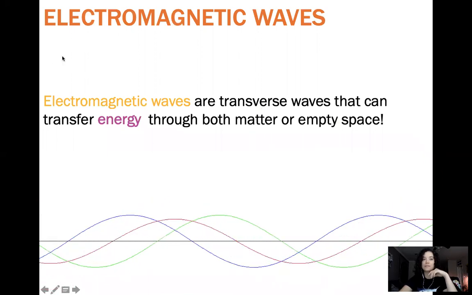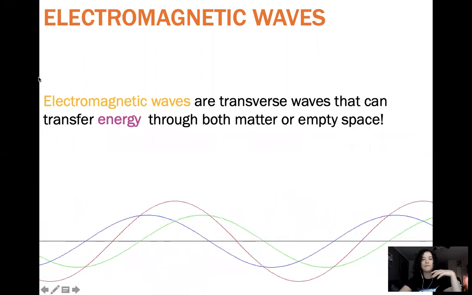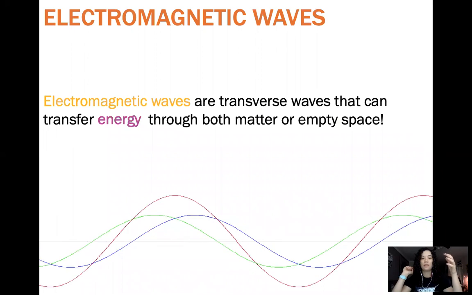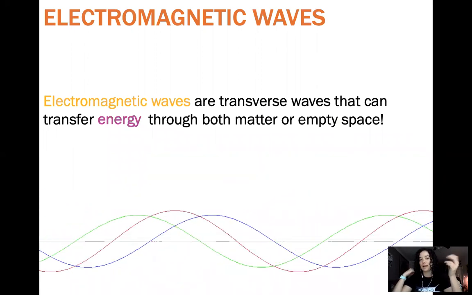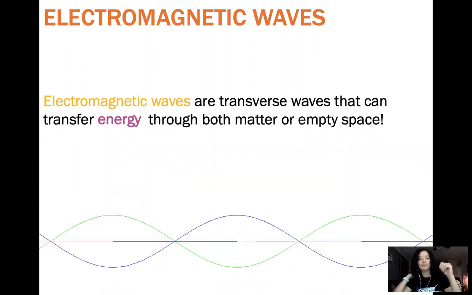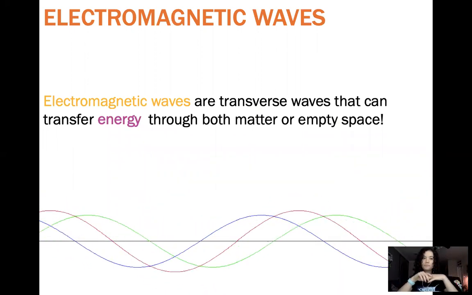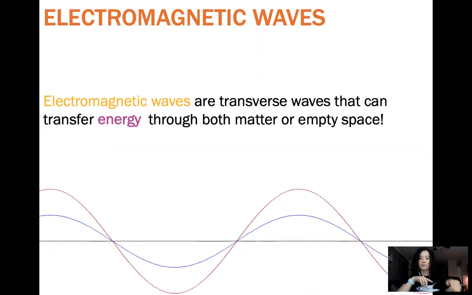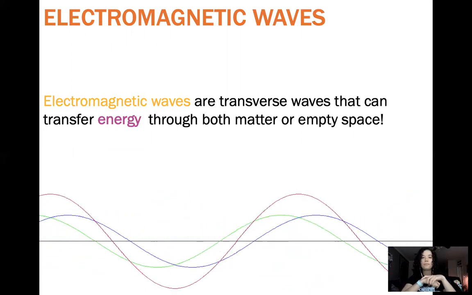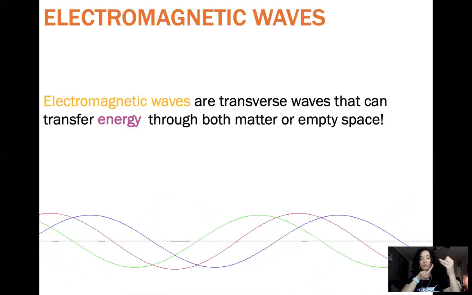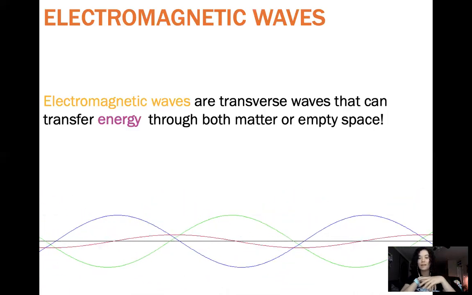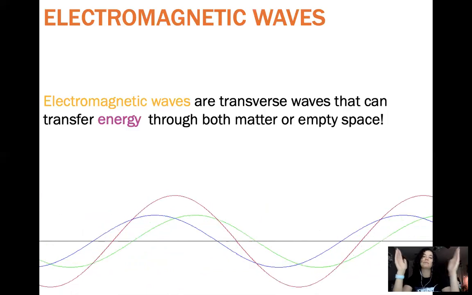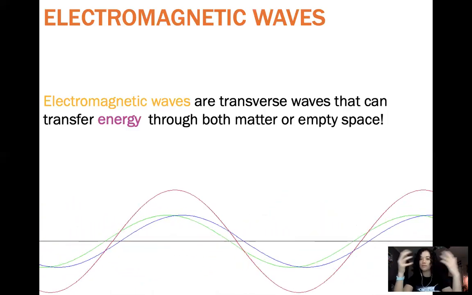So electromagnetic waves. Electromagnetic waves are transverse waves that can transfer energy through both matter and empty space. This is a little bit different than our sound waves that we were talking about last class. Our sound waves, or mechanical waves, needed to have matter to travel through. These EM waves, as they're frequently called for electromagnetic, are transverse, so they do the nice sine curves that we love, and they can travel through matter, but they can also travel through empty space or a vacuum. And that, my lovelies, is why we can see light from stars that are out in space. That light is able to travel through the vacuum of space to reach us.